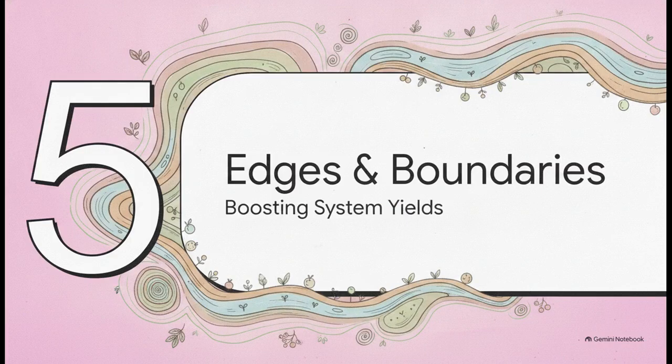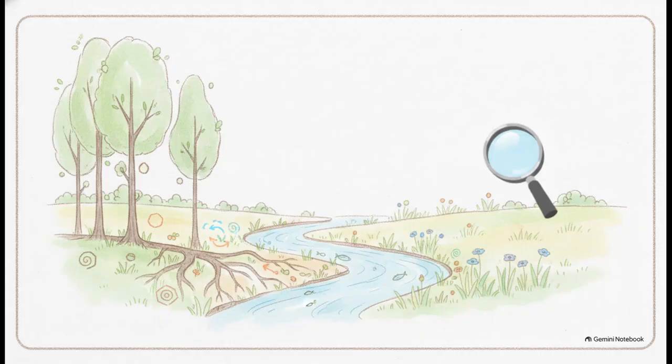Section 5. Edges, boundaries, and yields. This massive amplification of surface area leads us straight into the incredible power of boundaries. Meet the ecotone, that transition zone where two distinct ecosystems collide. It acts as a natural energy trap that massively boosts productivity and fertility.